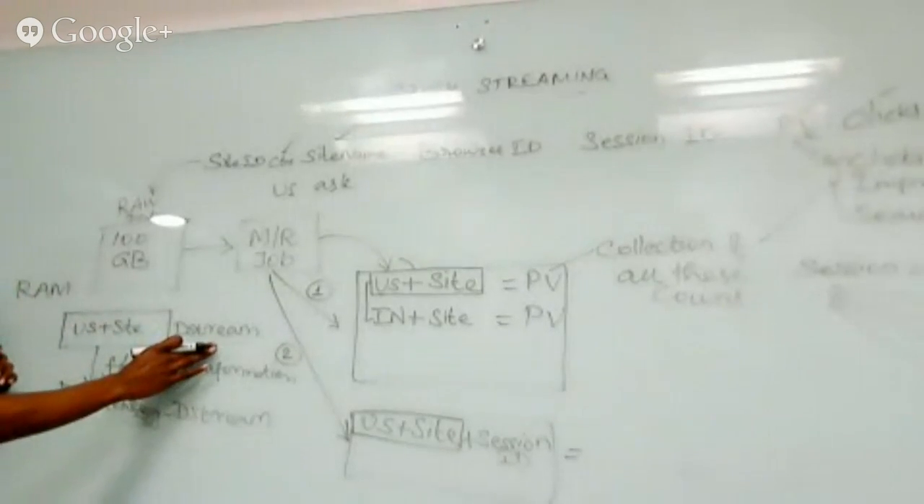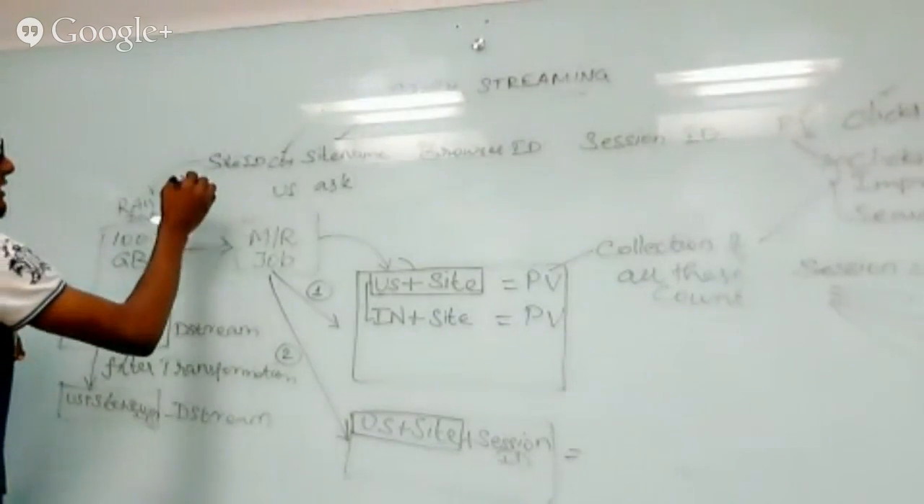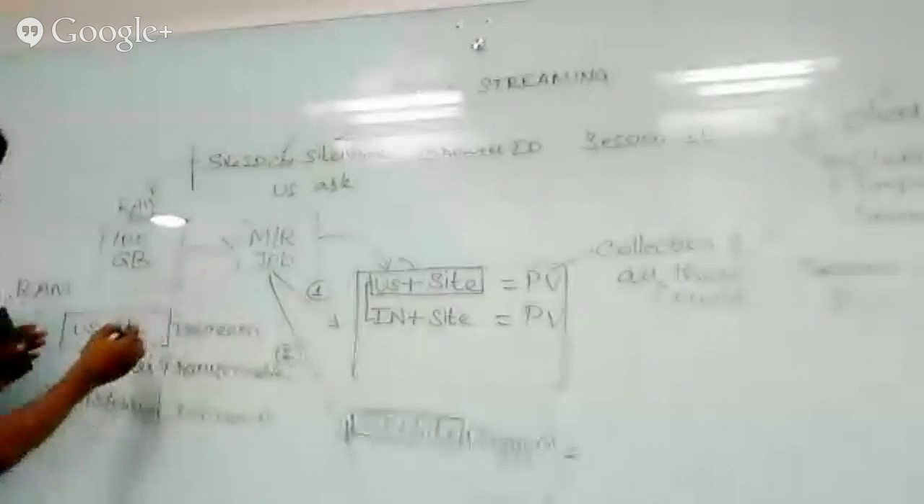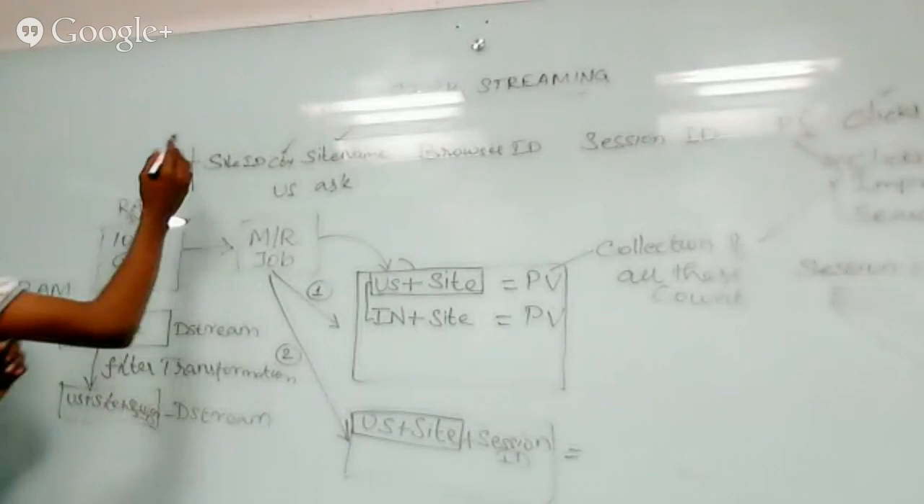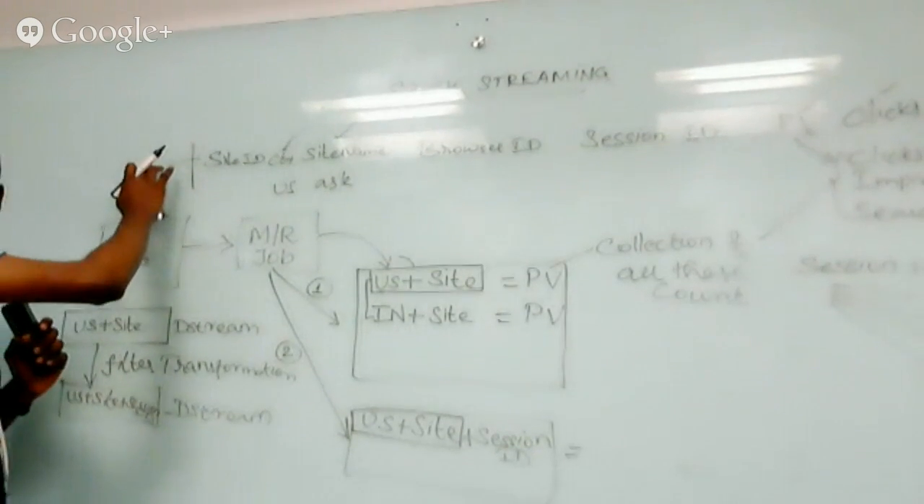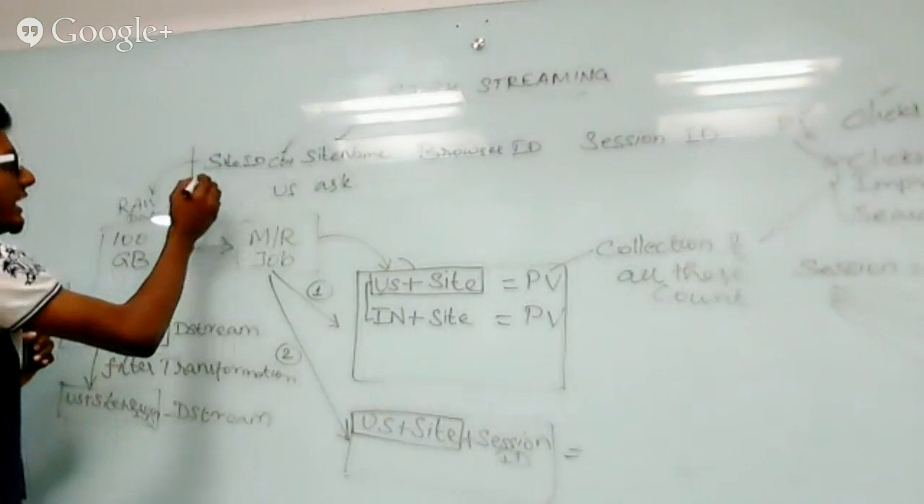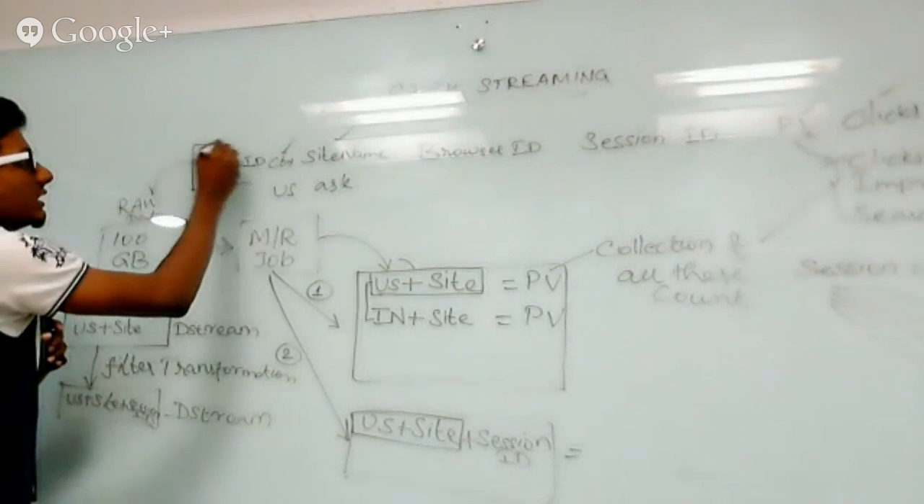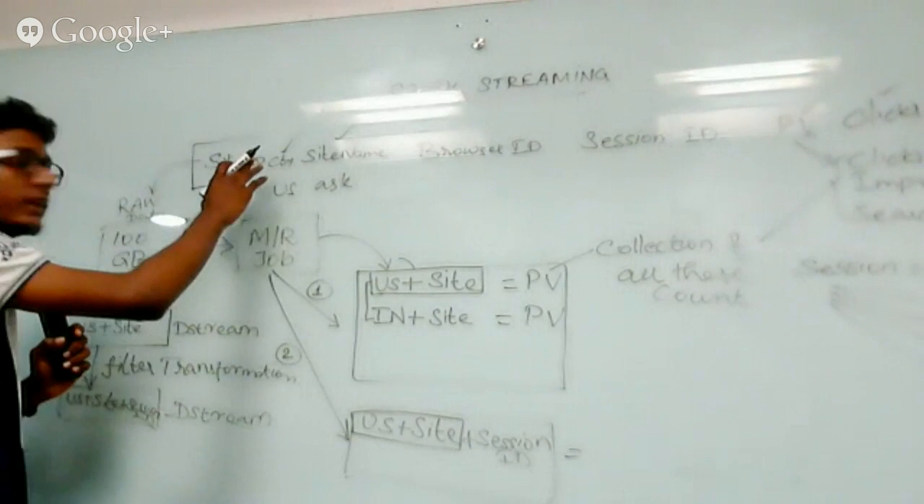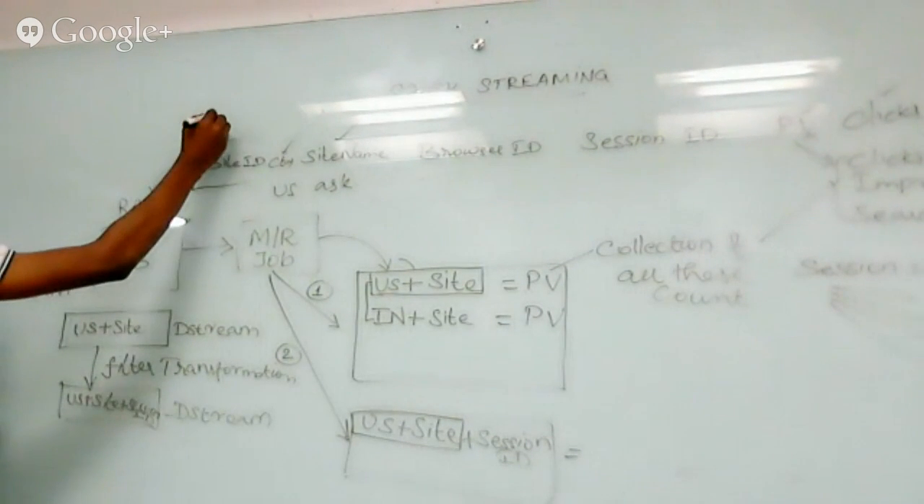So with respect to session ID, you can filter the data for the country and the site alone. See, here what happens is, the US and site D-stream will be there. This is another D-stream, right? As you know, first your line data will be converted into another D-stream, right? So your line D-stream is a collection of all these things, right? You all agree with that, yeah. So this is your line D-stream.